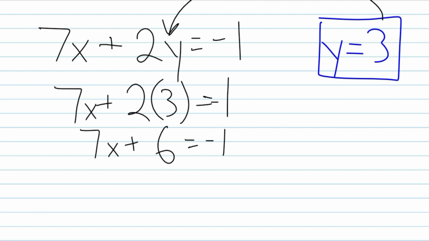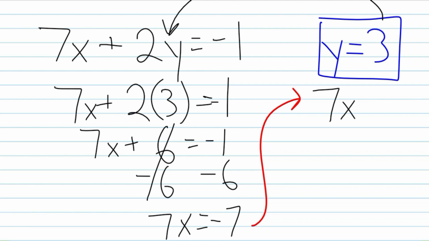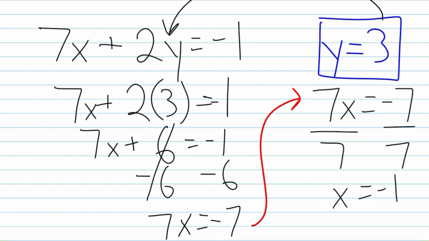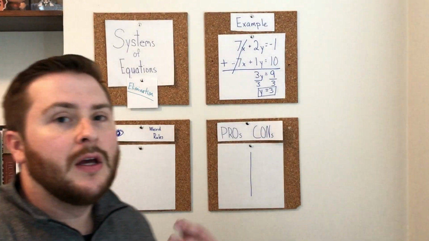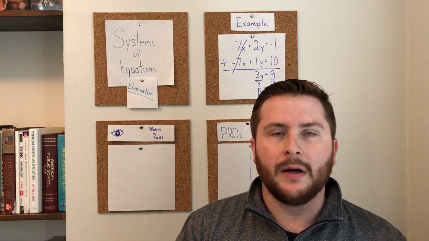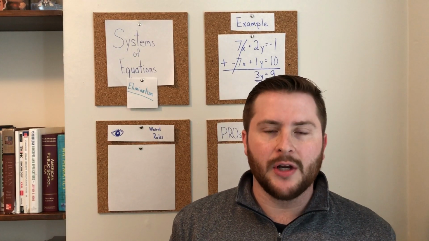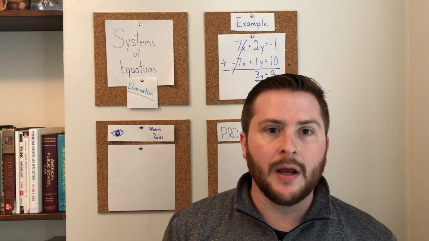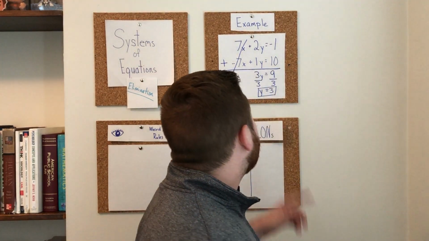Now, I just have to solve for x. So subtract 6 from both sides, and you should get 7x equals negative 7. Last but not least, we can solve for x by dividing both sides by 7, and our answer will be x equals negative 1. So just like that, we found both of the solutions. I should say we found the solution, both of the numbers in that solution. x would be negative 1 and y is 3.